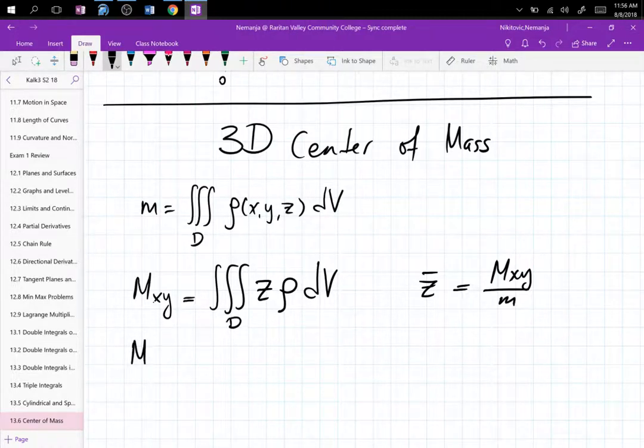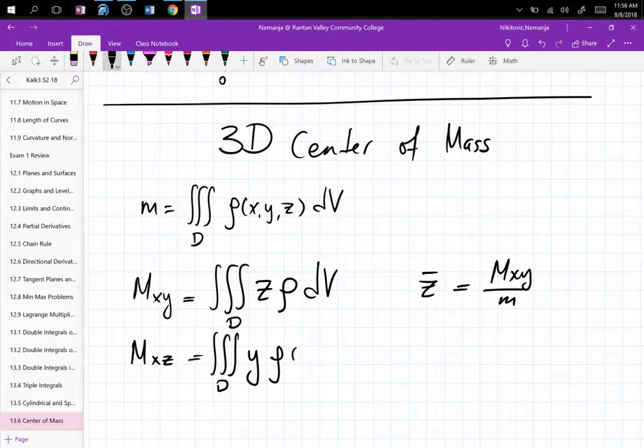So Mxz, triple integral over region D, which variable is missing? Oh, it's y, okay, good. Because if you're anchoring the other two, the only degree of freedom to rotate in is the one that is missing. Does that make sense? If you anchor x and y, then z is the only degree of freedom to rotate around. So there you go. I'm not writing rho x, y, z. I should be, but I'm lazy.